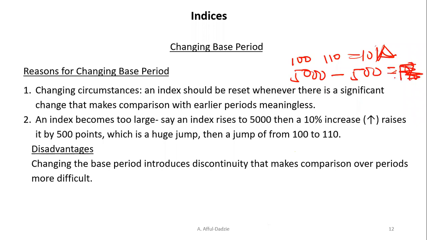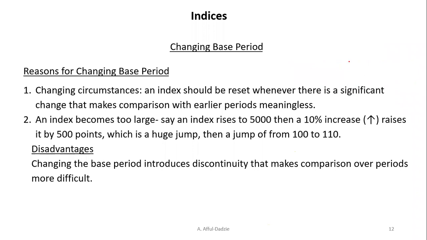So when we have situations like this, it makes it a little deceptive, or a little confusing sometimes, understanding these index numbers and the percentage point differences. So when the index number goes so large, there is a good reason to reset everything and bring it back to 100 by choosing another base period. Okay. However, there are some disadvantages.